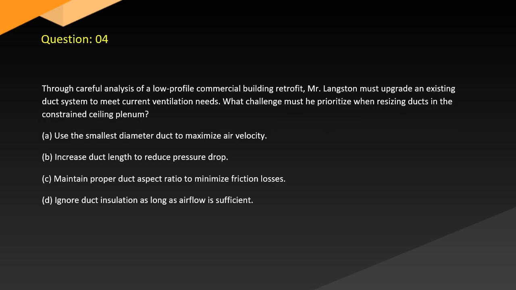Question 4. Through careful analysis of a low-profile commercial building retrofit, Mr. Langston must upgrade an existing duct system to meet current ventilation needs. What challenge must he prioritize when resizing ducts in the constrained ceiling plenum? A. Use the smallest diameter duct to maximize air velocity. B. Increase duct length to reduce pressure drop. C. Maintain proper duct aspect ratio to minimize friction losses. D. Ignore duct insulation as long as airflow is sufficient.